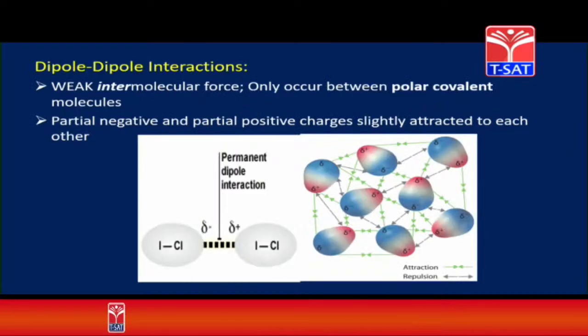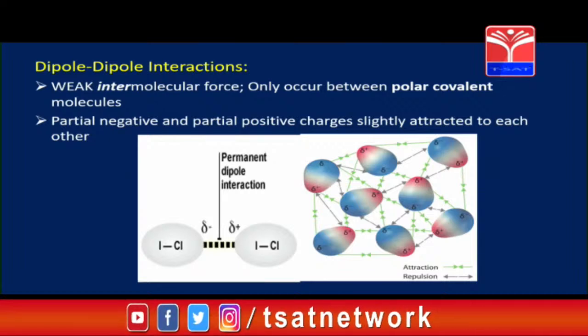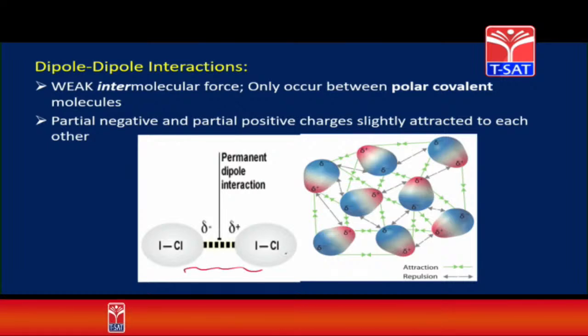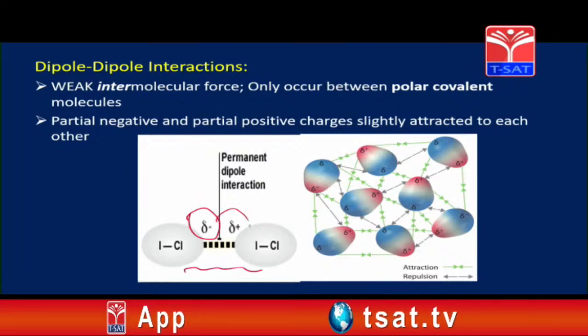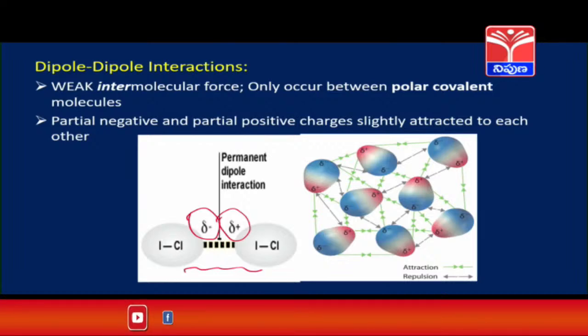Next is dipole-dipole interaction. This is a weak intermolecular interaction, only occurring between polar covalent molecules. So, what happens? The partial negative charge and partial positive charge of two adjacent molecules interact with each other. You can see here the partial negative charge of the molecule ICl interacts with the partial positive charge of another molecule. This is called the permanent dipole interaction.